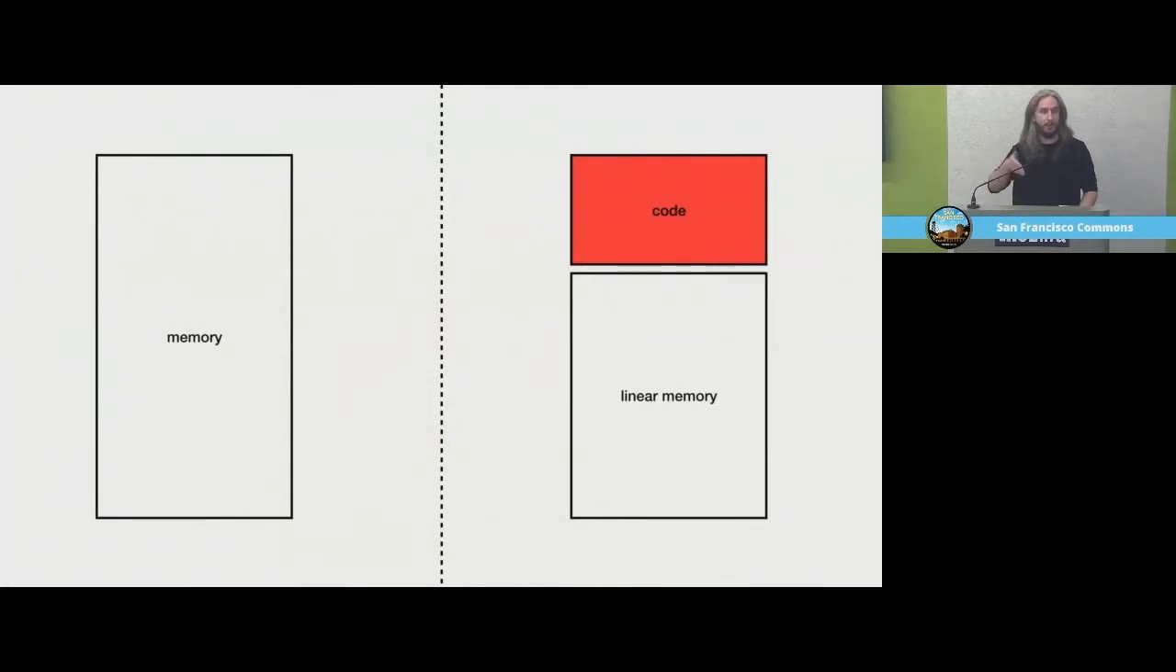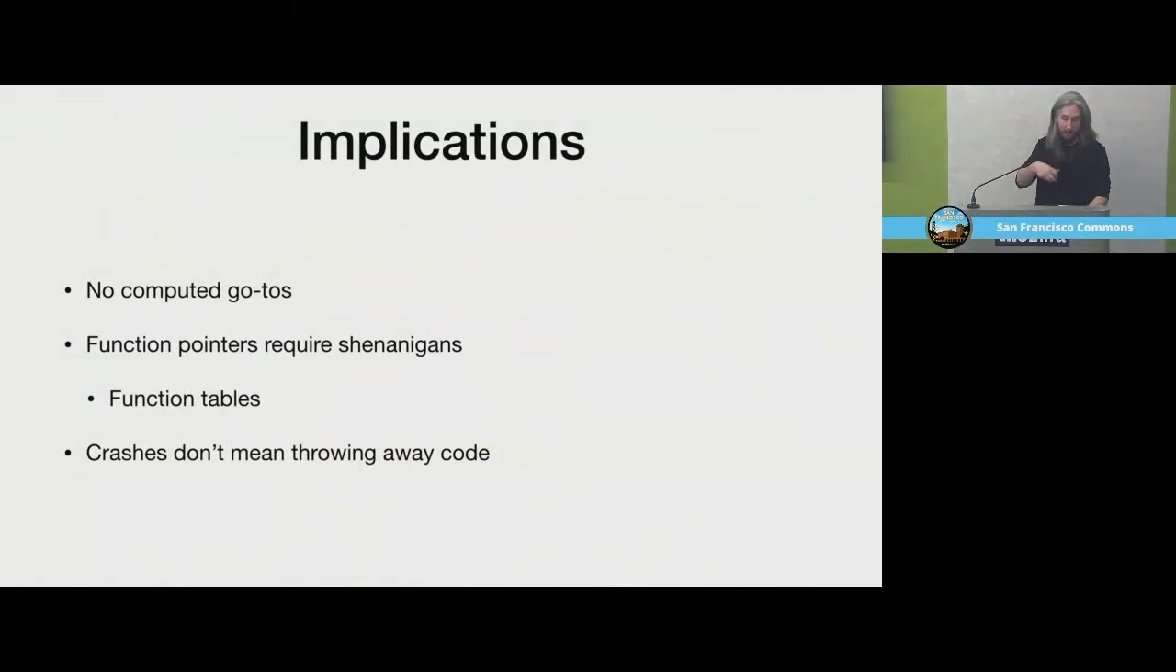So the code is actually kept safe, and it can be reused after an error. Right, so we don't have to throw away the entire thing. We can say, oh, cool, it had an error, but the code is still fine. It's totally cool. There's some interesting implications of that, right?